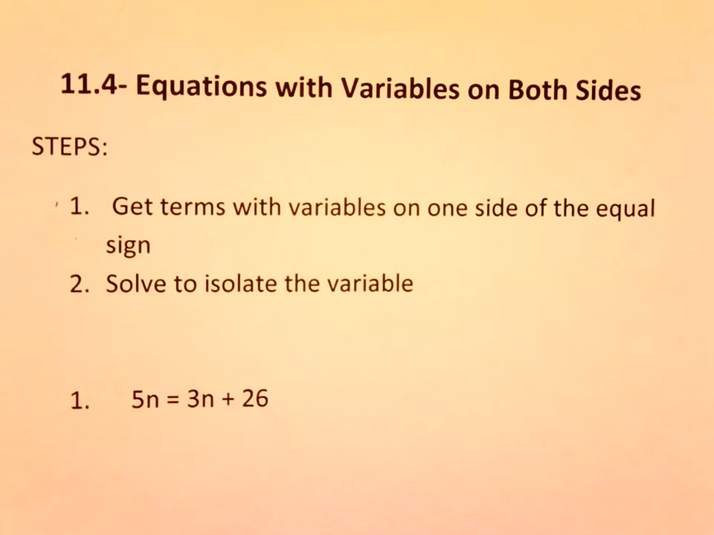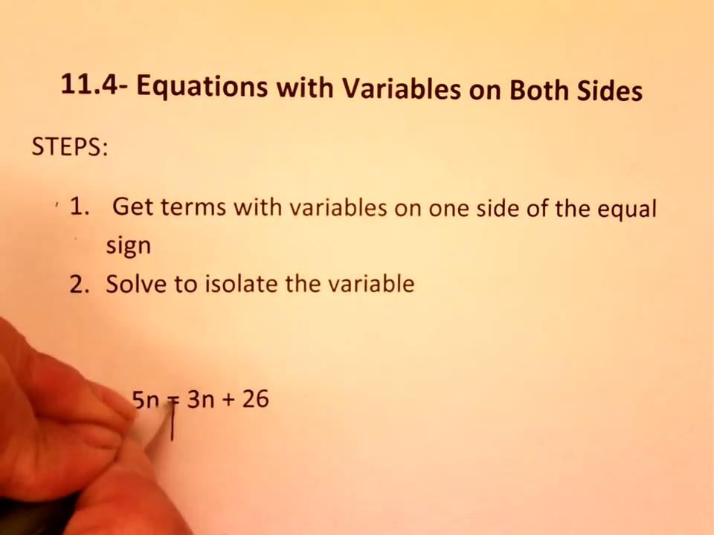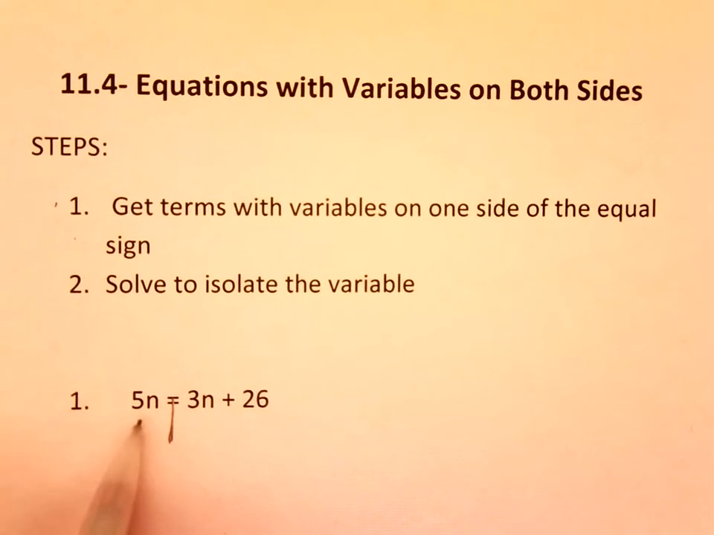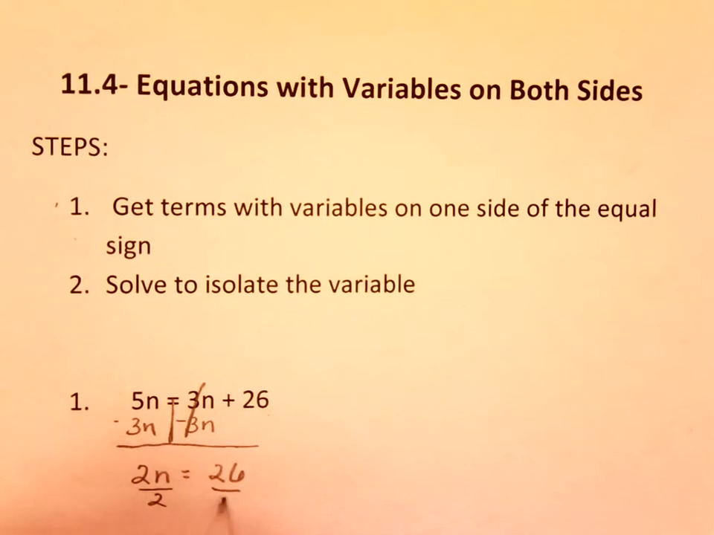Number 1 says 5n is equal to 3n plus 26. Now for me, you make a line where the equal sign is. There's nothing to do here, but look here, you have 3n plus 26. You want to get rid of this 3n because you want this number separated. So you're going to subtract 3n on both sides, and you're left with 2n is equal to 26. Now, this should look familiar. To get n by itself, you divide by 2, and n is equal to 13.